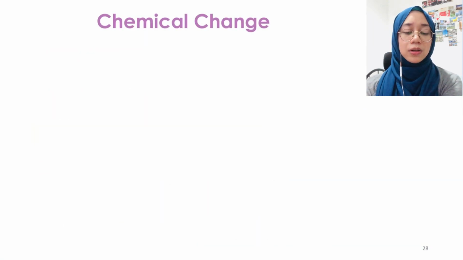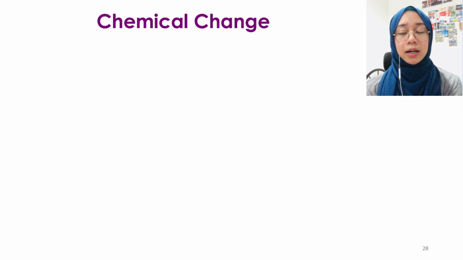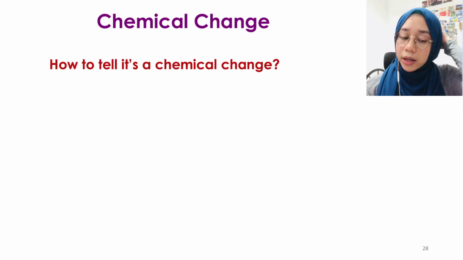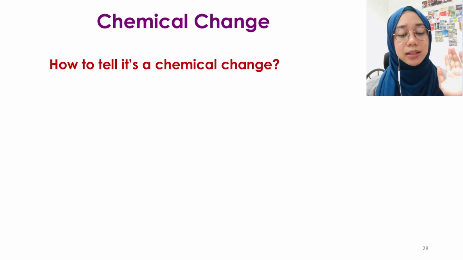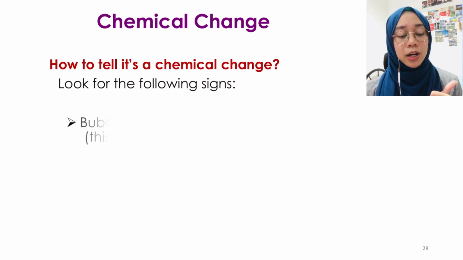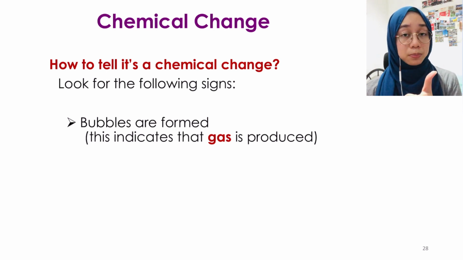Okay, so chemical change pula. So tadi Miss cakap ada beberapa sign yang kita boleh tengok in order for us to know whether that is actually a physical change or chemical change lah. So in order to know whether that phenomenon is actually chemical change, okay, ada beberapa sign yang kita boleh tengok. The first one adalah bila bubbles are formed.